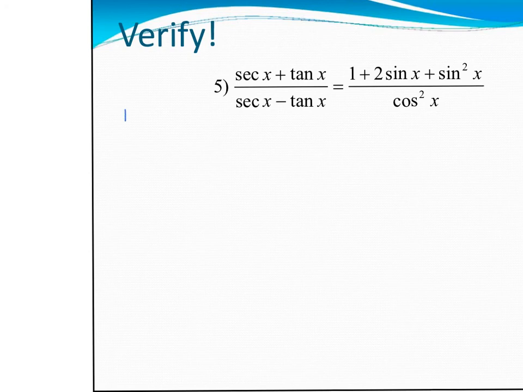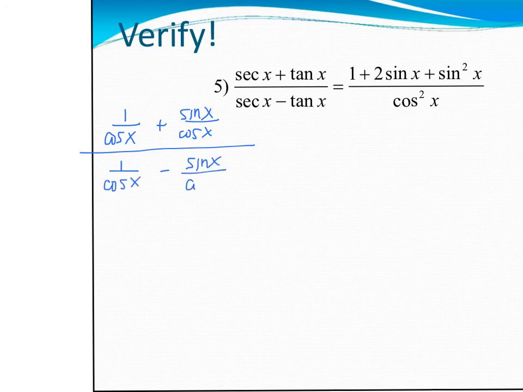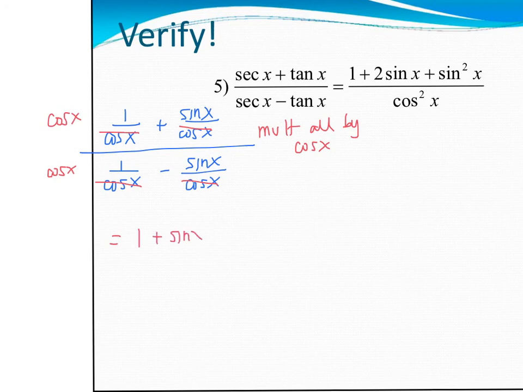So what that will give me is 1 divided by cosine of x plus sine of x over cosine of x, all over 1 divided by cosine of x minus sine of x over cosine of x. And what we want to recognize is that every single term has a cosine in the denominator. Since they all have a cosine in the denominator, we can multiply everything by a cosine. So we're going to multiply by cosine on all of these terms, and they all disappear. Essentially this cosine of x cancels off every denominator. So the end result is I have 1 plus sine of x over 1 minus sine of x.